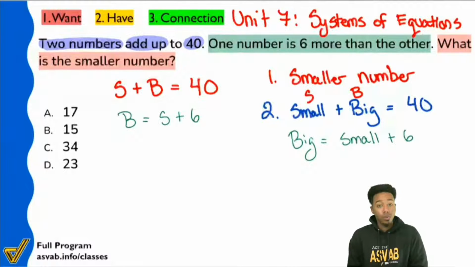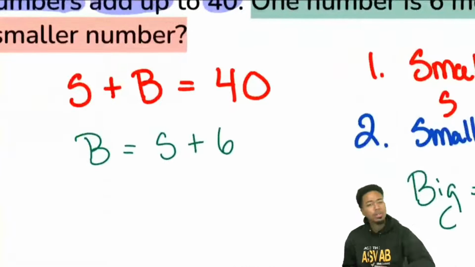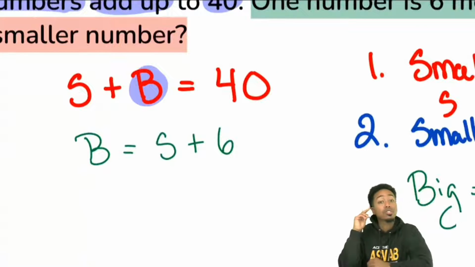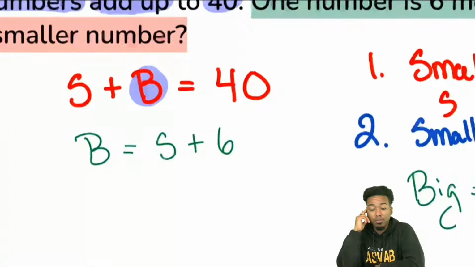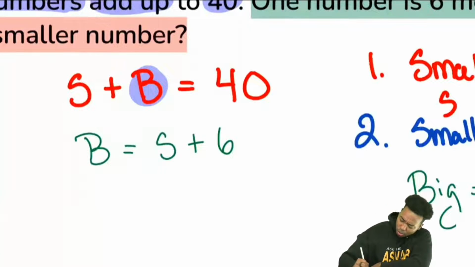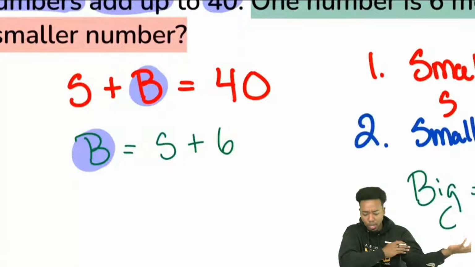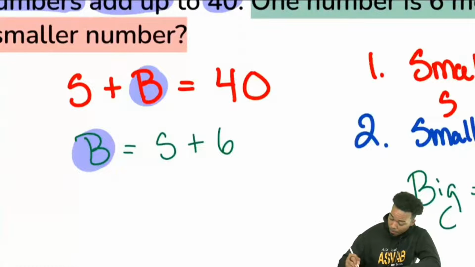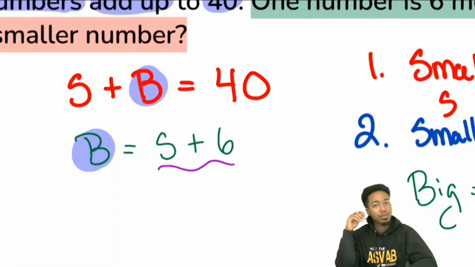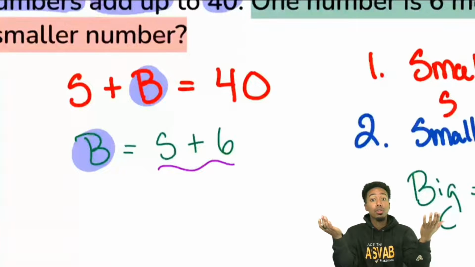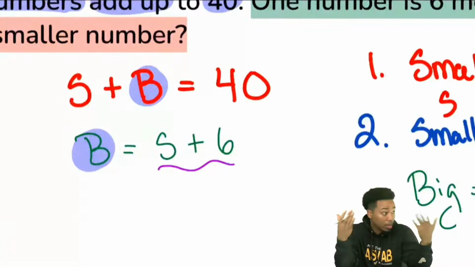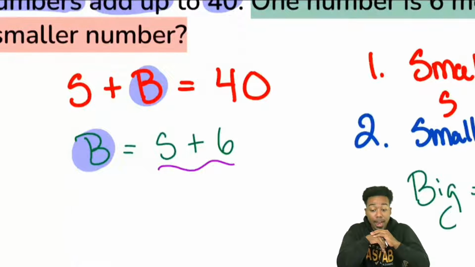So here's how substitution works. Everybody, does this B here represent the big number? Okay, yeah, simple question, but I'm glad you answered. Yeah, that B represents the big number. Is it also true that this B right there represents the big number? Okay. So if I'm saying that small plus big equals 40, but I also know that the big number is the same thing as saying S plus 6, small plus 6, is it true that I could replace the big number with the small number plus 6? Is that true? It absolutely is.